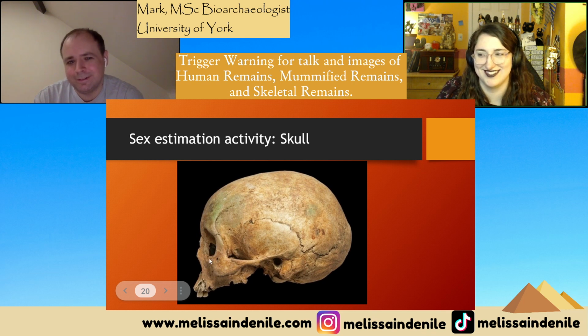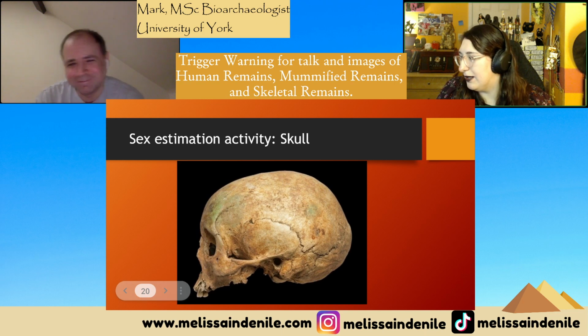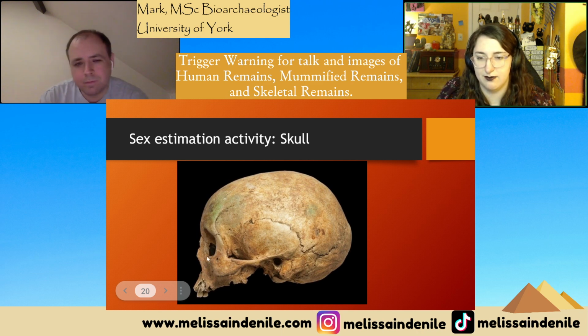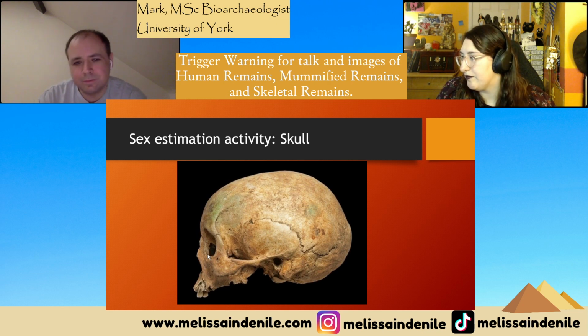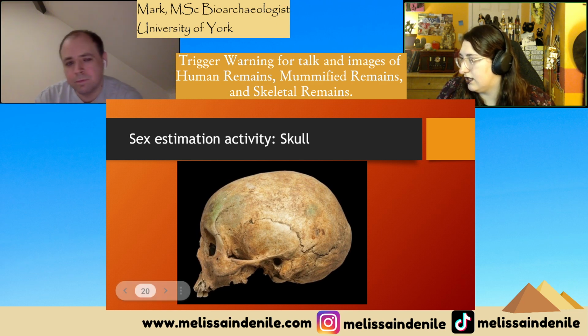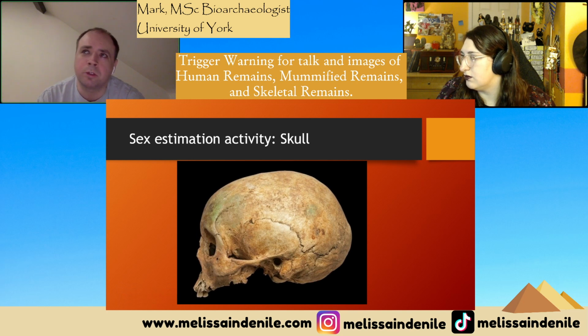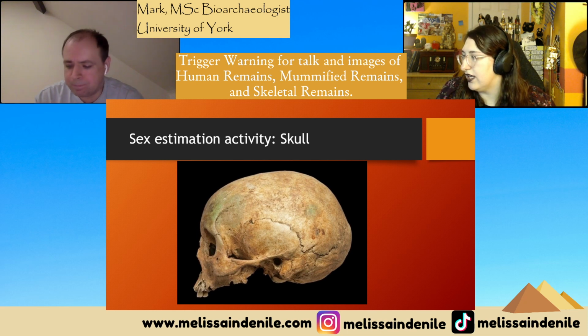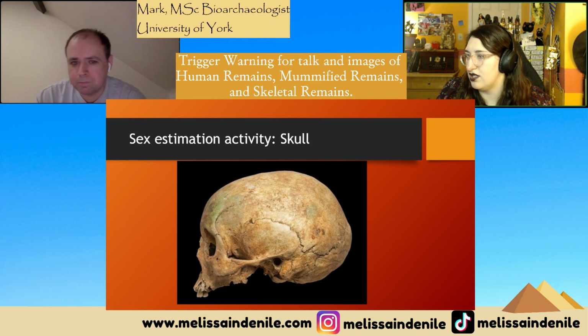Then look at the supraorbital margins, which are kind of hard to see from this angle because we're just looking at a picture. Then there's the glabella, the supraorbital ridge, so it's the forehead. Look at the forehead. And we don't have the mental eminence because that's the jaw.